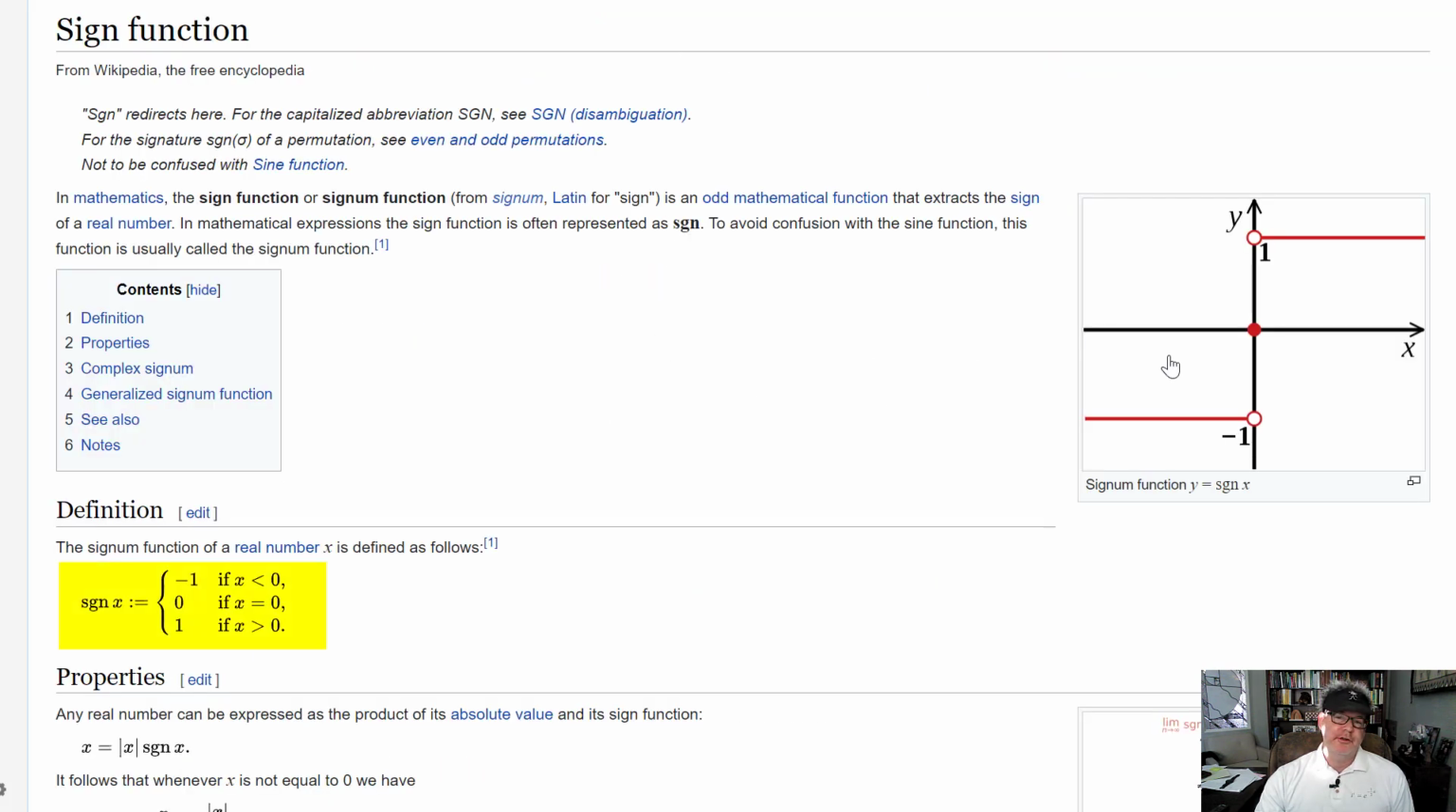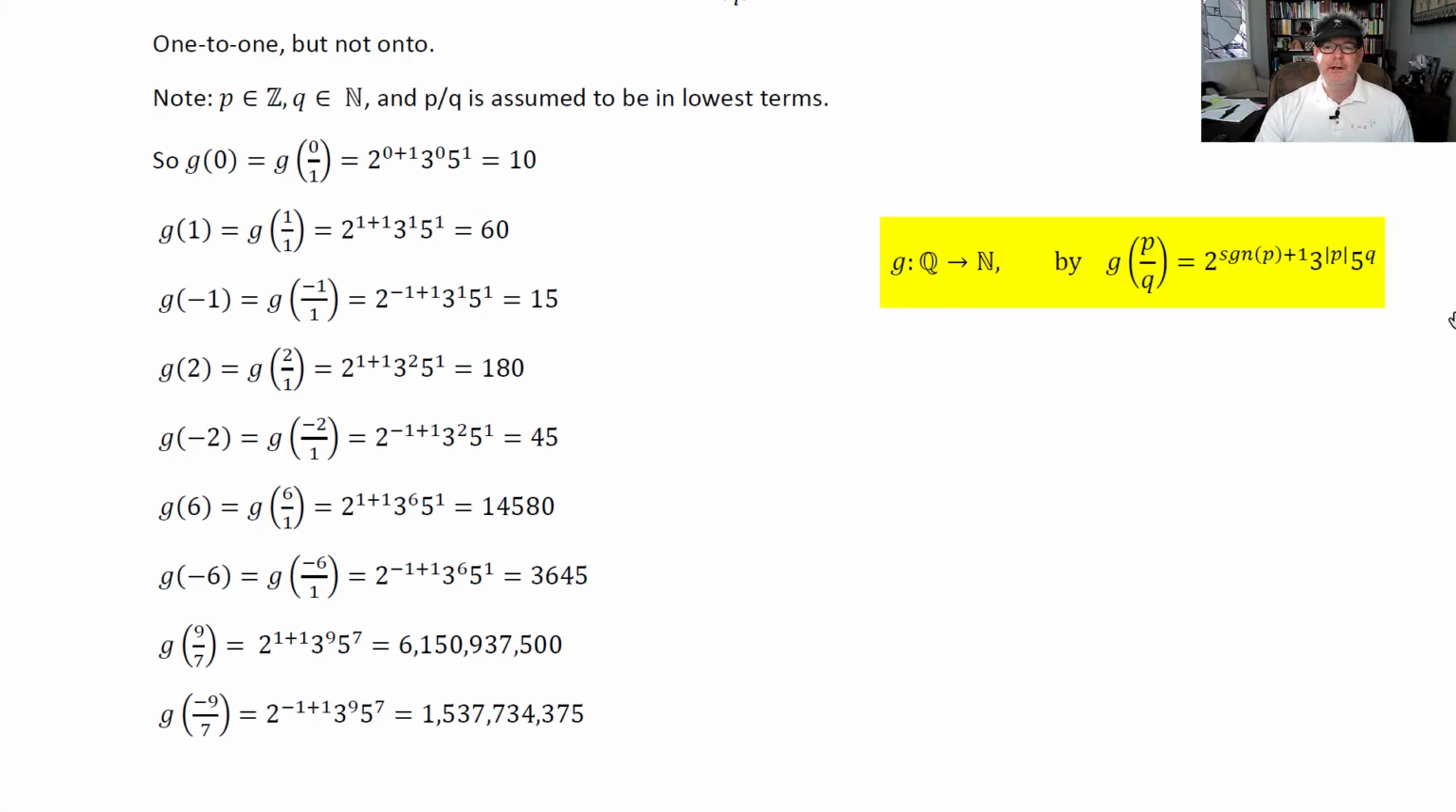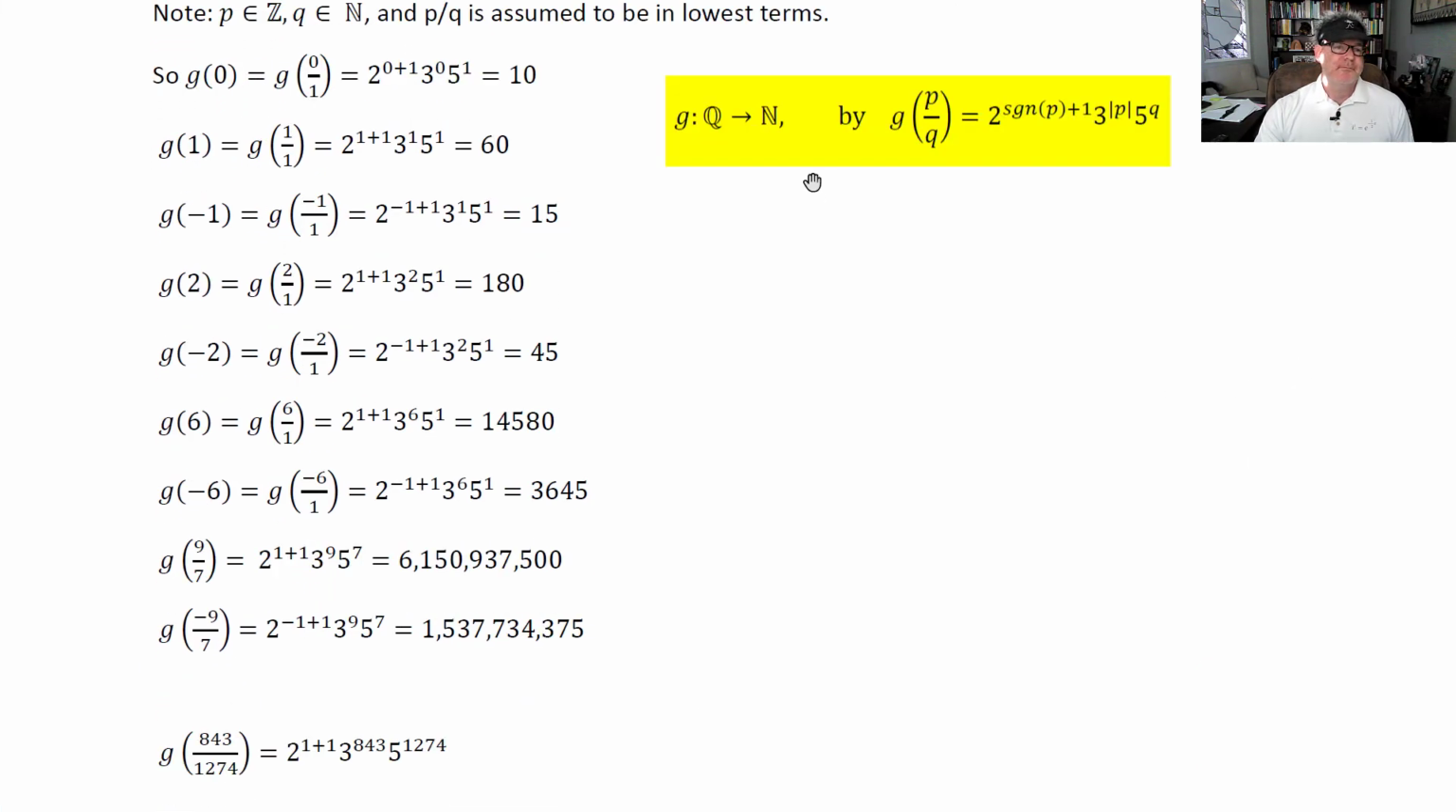The sine function is just 1 if x is positive. It's -1 if x is negative, and it's 0 if x is 0. So that function will be 1-to-1, but not onto. And let's just look at some values here. So g of 0 gets mapped to, the sine of 0 is 0, so 2 to the 0 plus 1. So that'll be 2. The numerator is 0, so 3 to the 0, that'll be 1. And then 5 to the 1 power. So in the end, that's just 2 times 5, or 10.